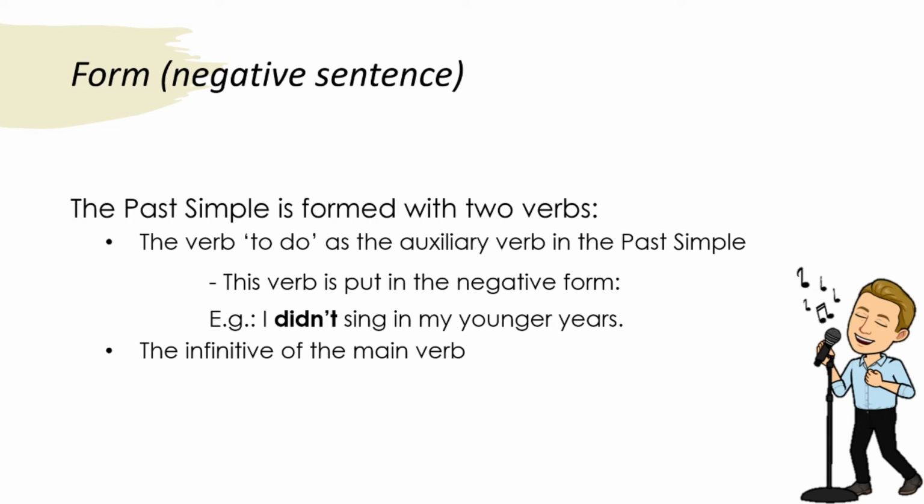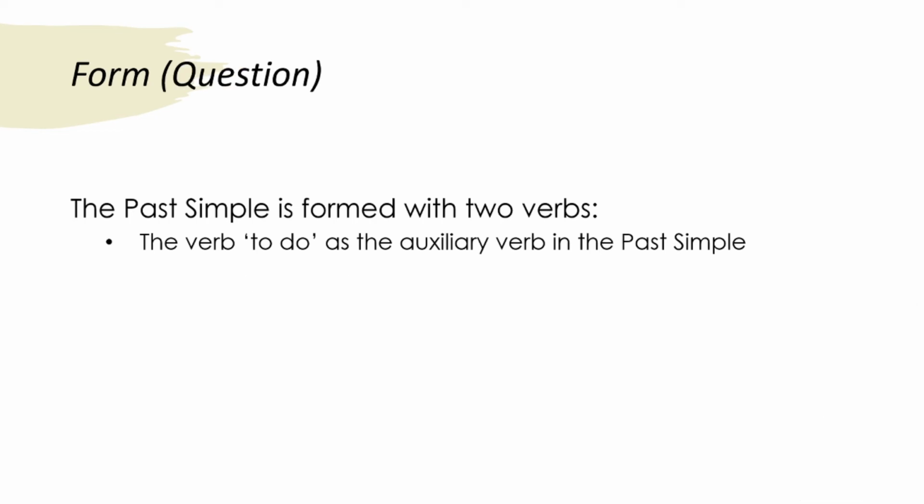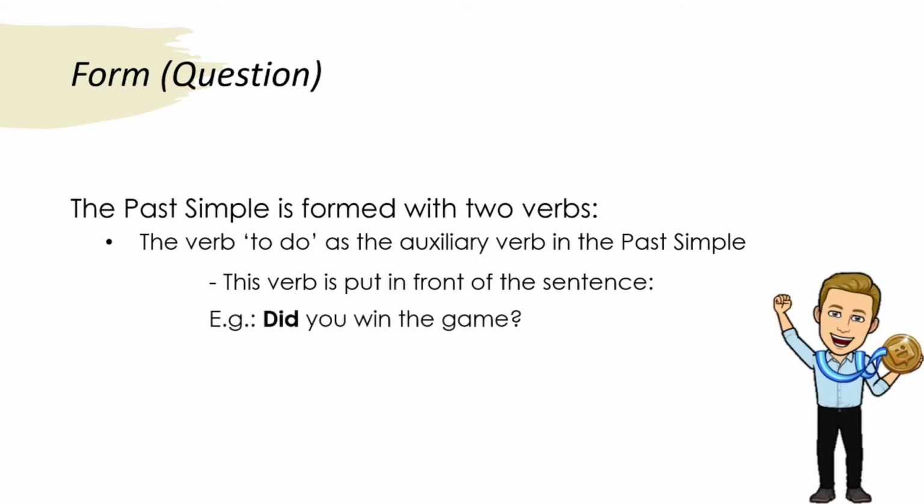If we want to ask a question using the past simple, we change the order of our sentence. The auxiliary verb is put in front. For example, did you win the game? Of course, you must remember to put the verb to do in the past form.